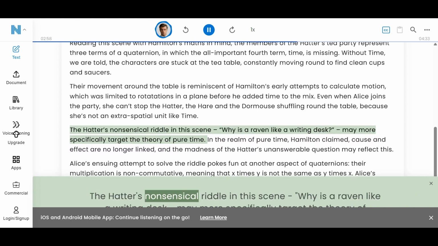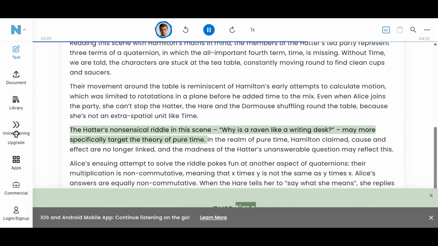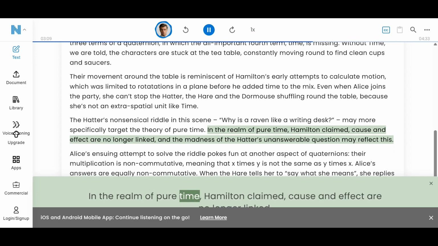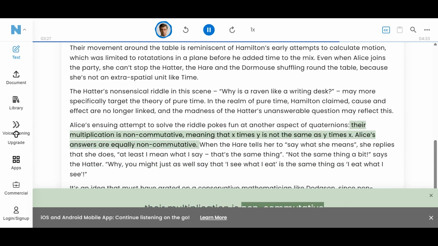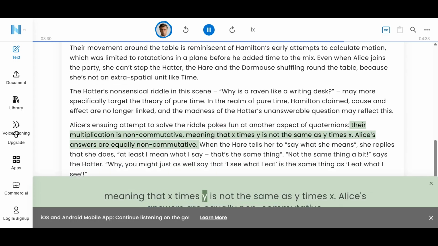The Hatter's nonsensical riddle in this scene, why is a raven like a writing desk, may more specifically target the theory of pure time. In the realm of pure time, Hamilton claimed, cause and effect are no longer linked, and the madness of the Hatter's unanswerable question may reflect this. Alice's ensuing attempt to solve the riddle pokes fun at another aspect of quaternions. Their multiplication is non-commutative, meaning that x times y is not the same as y times x. Alice's answers are equally non-commutative.